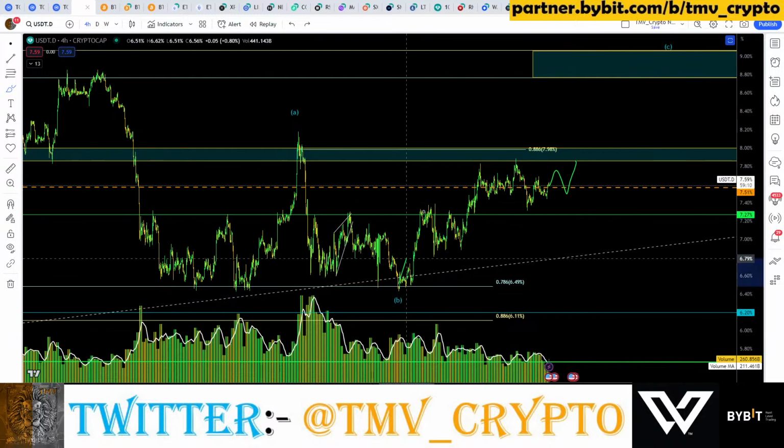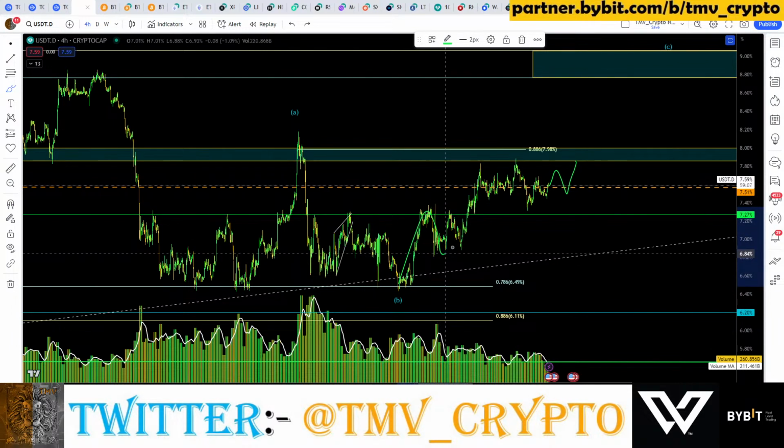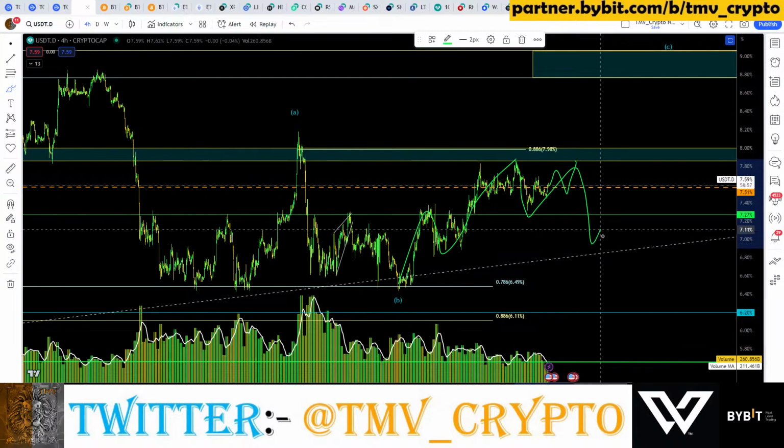But let's say this is not 1, 2, 1, 2, and this was A, B, and this is C. Let's assume that this is C. This would mean that this is some sort of wave 1, A, B, C, wave 2. And then you're going to see something like this. Hence, I think the long at 24,800 to 24,100 makes more sense in my view, even if it's for a scalp. You let it ride till USD dominance holds 7.27%. Once the USD dominance loses 7.27%, you just let the long ride. You don't take profit.